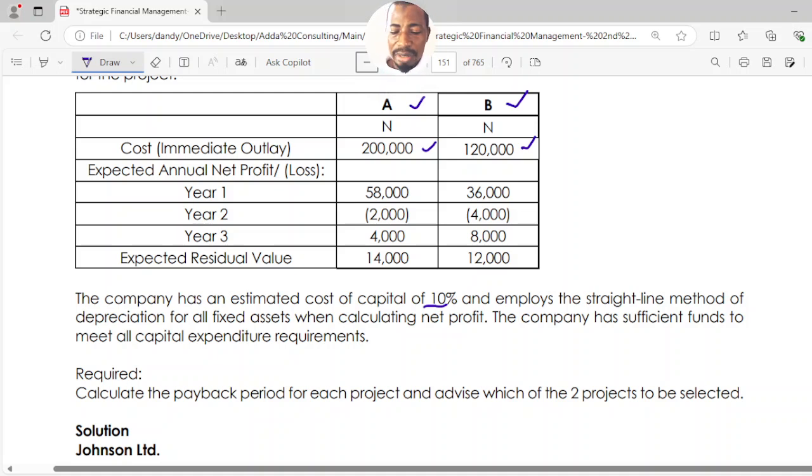If I want to discount the cash flow to the present value equivalent, rather. So the company has sufficient funds to meet all capital expenditure requirements, okay, required. Calculate the payback period for each project and advise which of the two projects are to be selected.